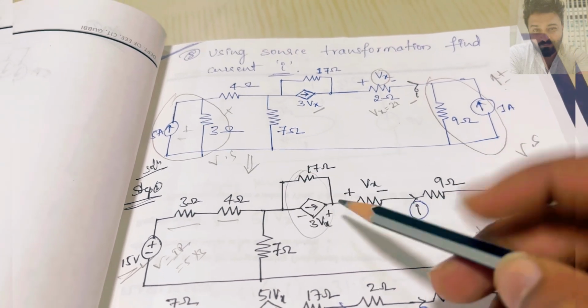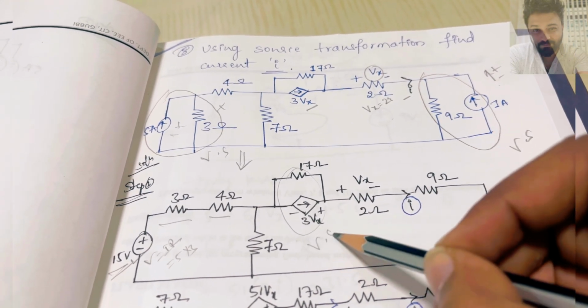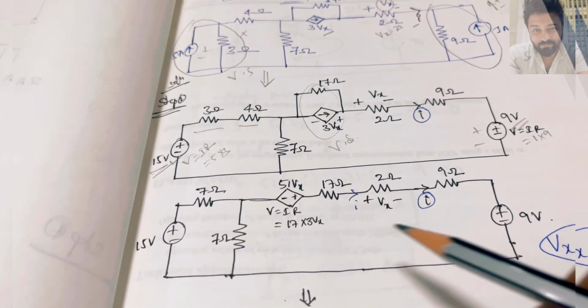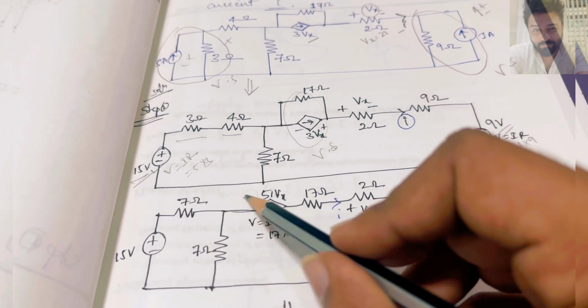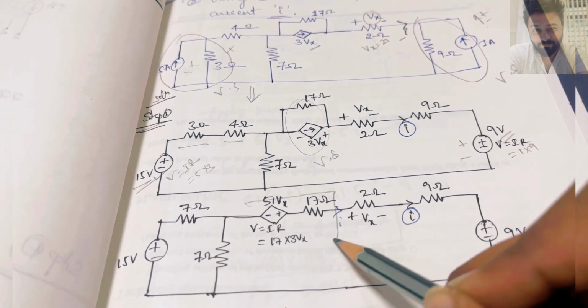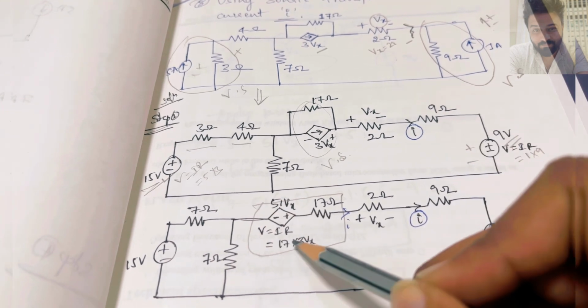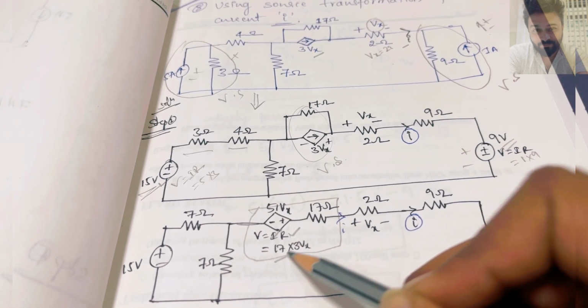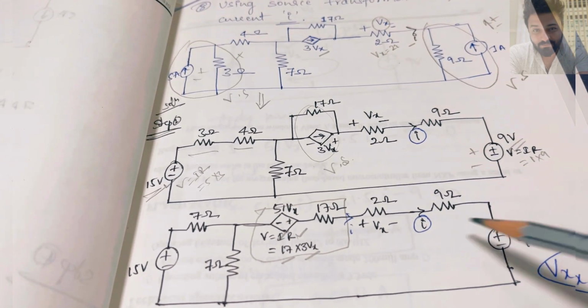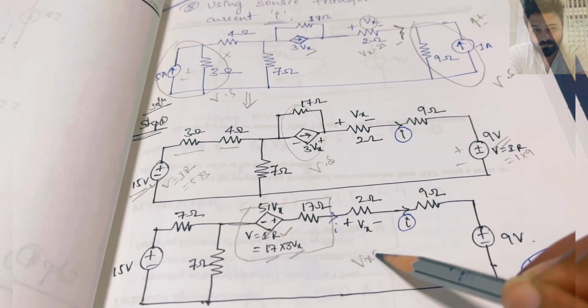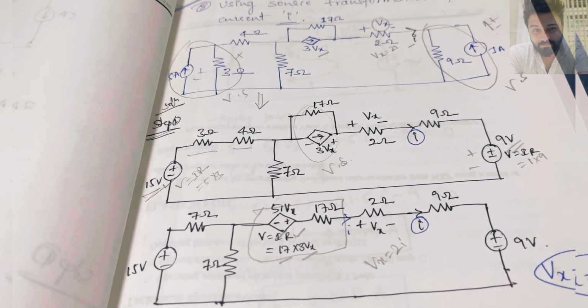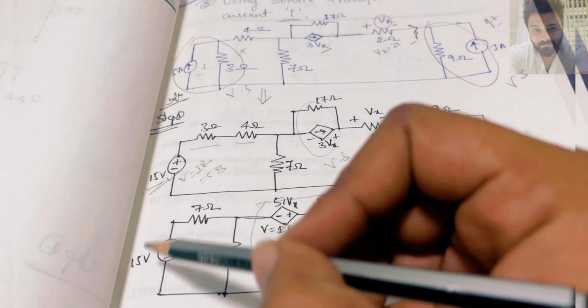Now you need to convert this dependent current source into a voltage source. By converting that, you know that V equals I into R, where I is 3 into Vx and R is 17, so you get 51 Vx, where Vx equals 2 into I, as mentioned in the circuit diagram.